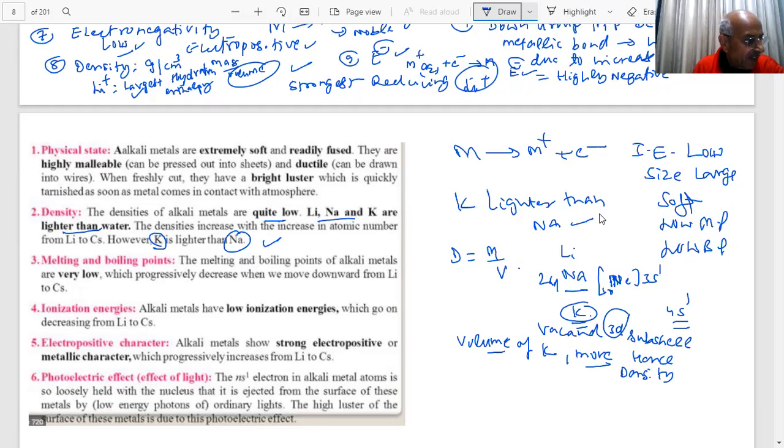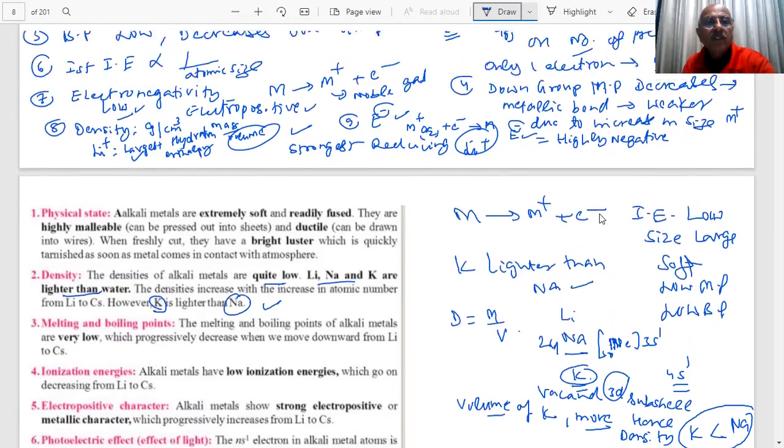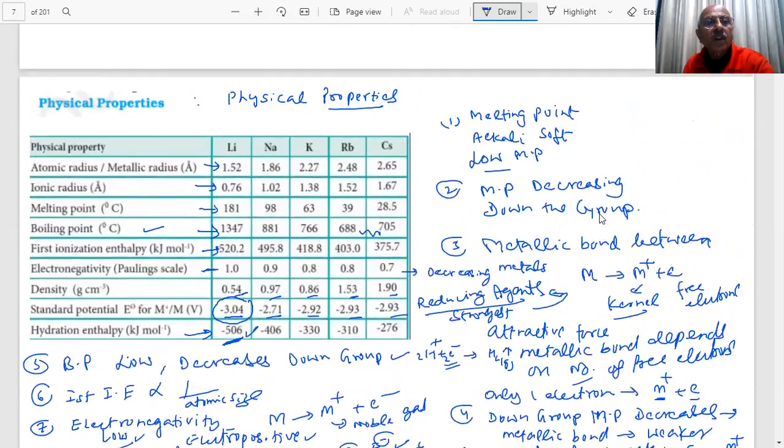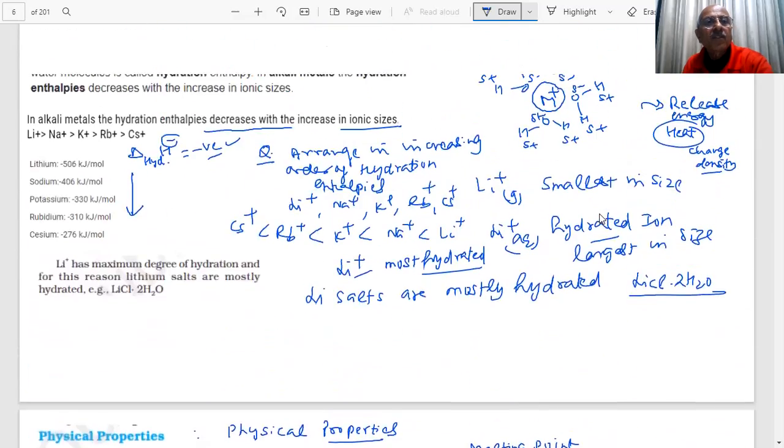The density of potassium is less than sodium. This is an exception. It is not really an exception, but we explain it by the fact that the volume becomes more in this case. There are vacant 3d subshells in the case of potassium, which are not there in the case of sodium. If you see the electronic configuration again, you will get this answer more clearly.